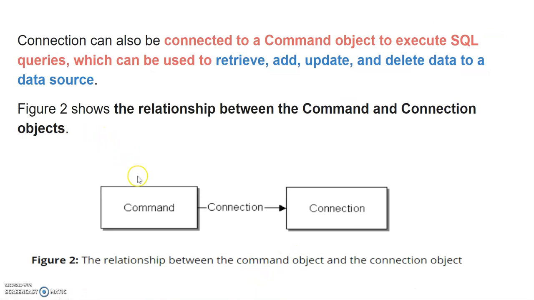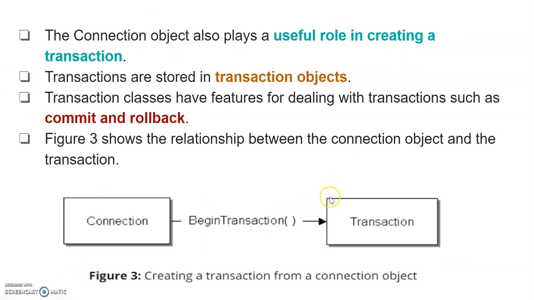This command is connected to the connection through the data adapter, and the data adapter indirectly has the commands. So the set of commands, the command object, is connected to the connection object. Now what are the different command objects? They contain addition, that is insertion, updation, deletion of data to the data source. In the form of queries, this command will be given to the connection, and then the connection will deal with the data source. Even this connection can create transactions also.